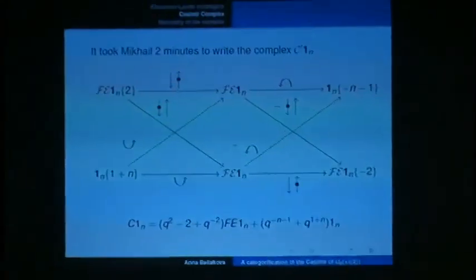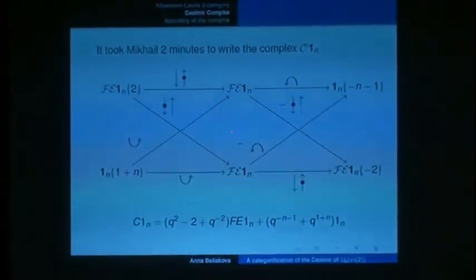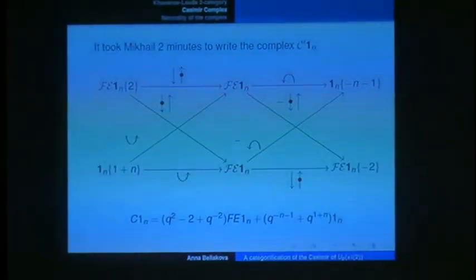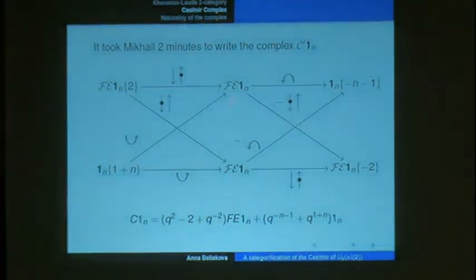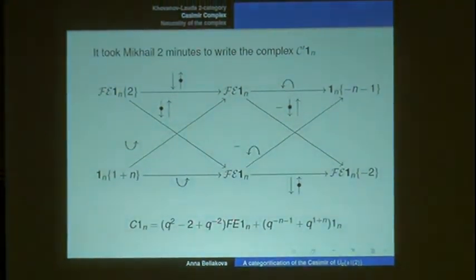Yes, this is exactly what I did. So I put here in the zero homological degree two copies of FE without any grading shifts, because they represent this contribution of these two. Then I put one copy of FE in degree 2, and one copy of FE in degree minus 2. And then these guys are just 1n in degree 1 plus n here, and 1n here in degree minus n minus 1.